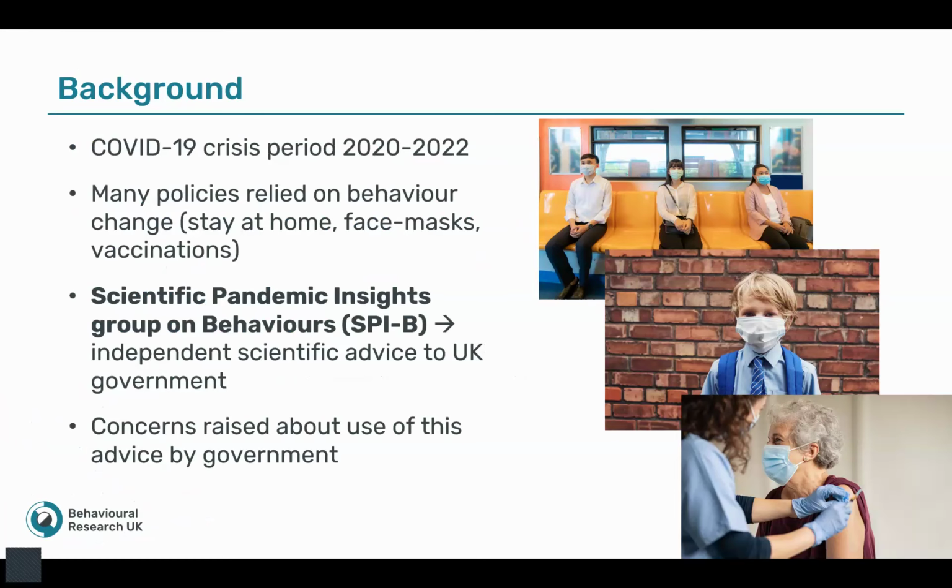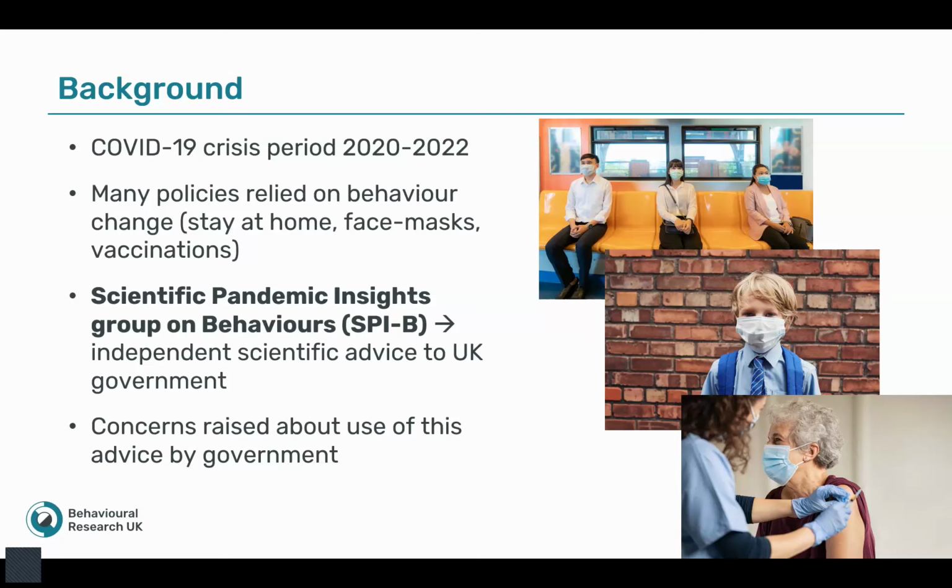But there were also policies that relied on behaviour change among groups of professionals, such as healthcare professionals and other key workers. So in recognition of the importance of behaviour change, in England, the Scientific Pandemic Insights Group on Behaviours, or SPI-B, provided advice to the UK government through the official Scientific Advisory Group for Emergencies, or SAGE. SPI-B was mainly made up of academic advisors who were there to provide independent scientific advice to the government. However, at the time and subsequently, concerns have been raised about the extent to which this advice was used by the government. And so this project aimed to set out and investigate this using scientific methods.